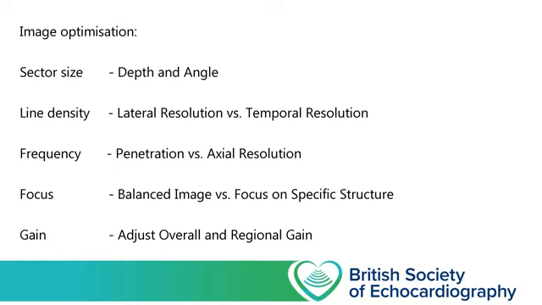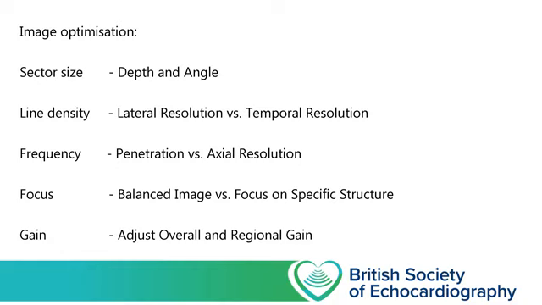Does your machine allow you to adjust the frequency of a transmitted wave? If it does, is penetration important to you? Do you need to see those far field structures best? Remember, doing so, selecting a longer wavelength will decrease your axial resolution. Where should your focus point be? Is there a particular structure or pathology of particular interest? If there is, put the focus point over that area. If there's not, place it somewhere around about the middle of the image.